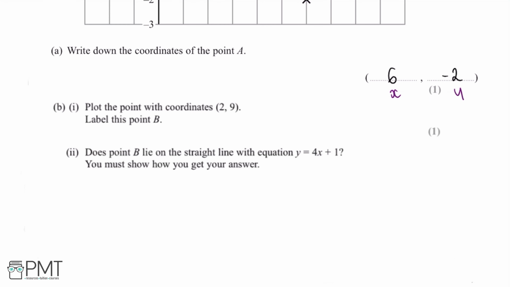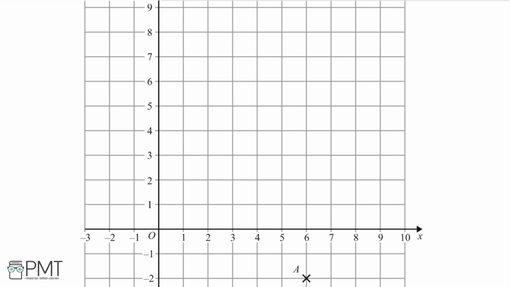Plot the points with coordinates 2, 9. Label this point B. So as with part A of this question, we always put the x value before the y value. So because this coordinate is 2, 9, it means we'll go 2 along the x-axis and then 9 up the y-axis. So we'll count 2 along, which will give us our x value here, and then 9 up, giving us our y value there, meaning that point B is there.